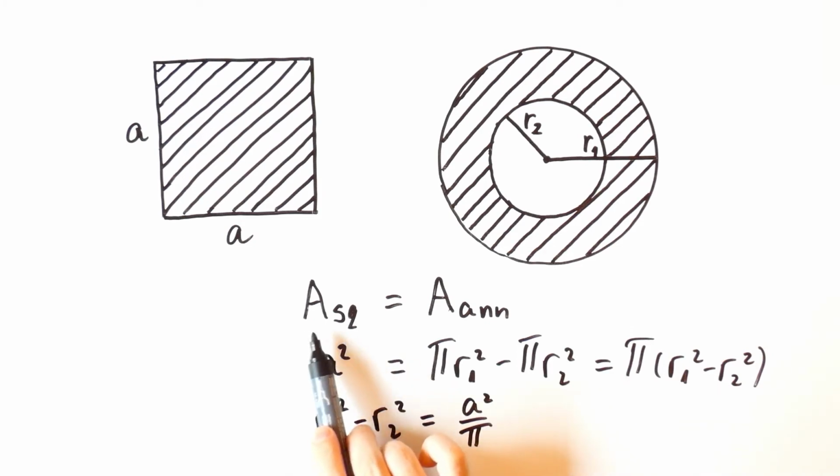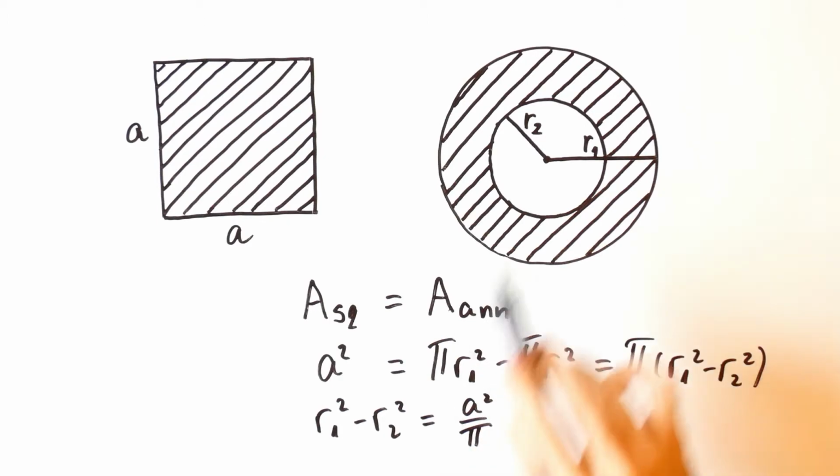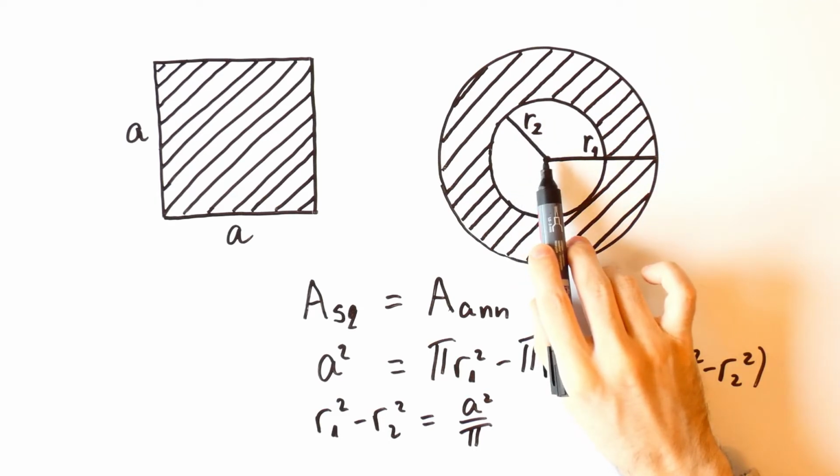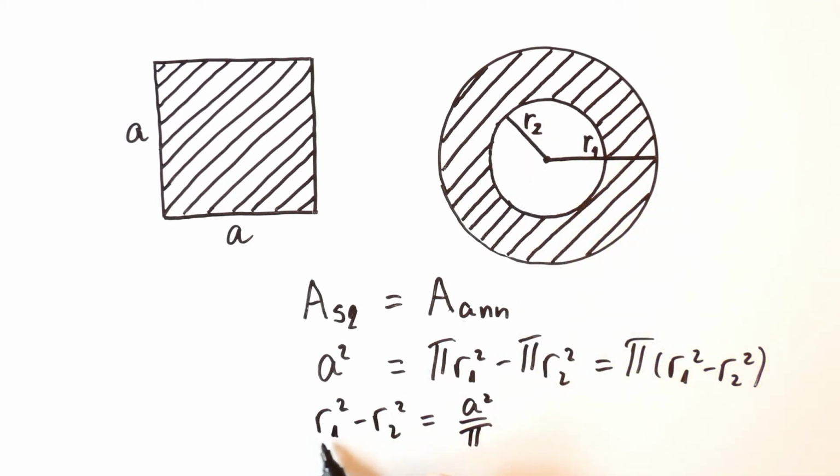Therefore, the condition that the areas are equal actually says that the difference of squares R1 squared minus R2 squared cannot change, and it must be equal to A squared over pi. So, in this case also, the outer radius and the inner radius can change, but only in such a way that the difference of their squares is equal to A squared over pi.